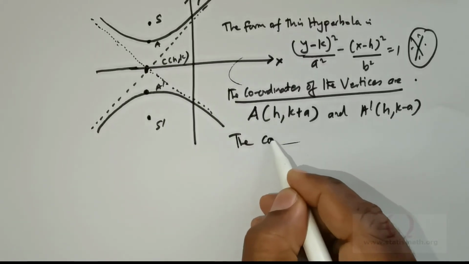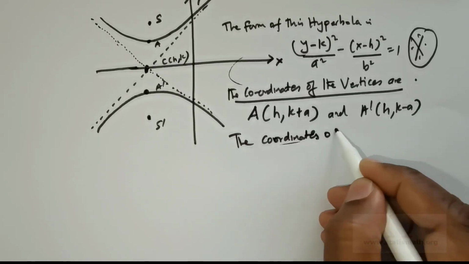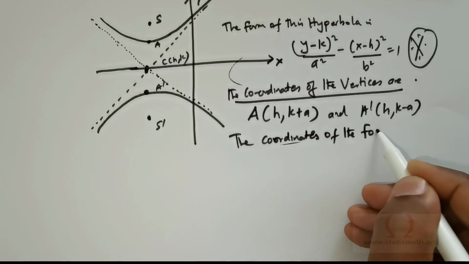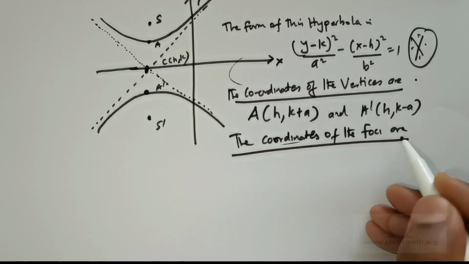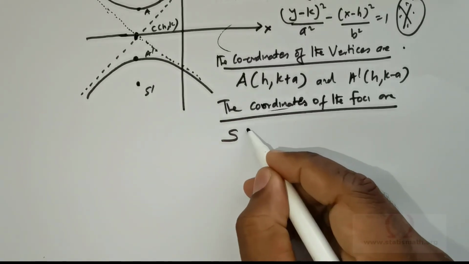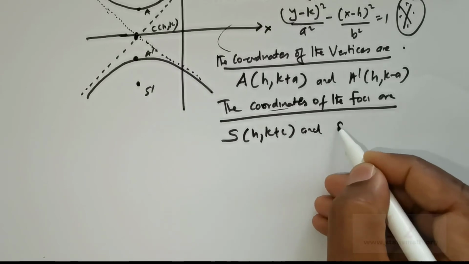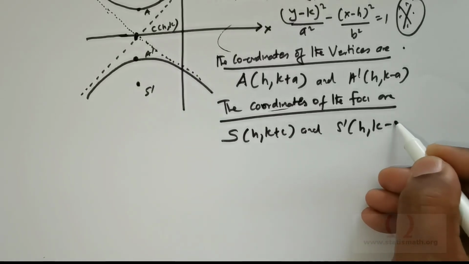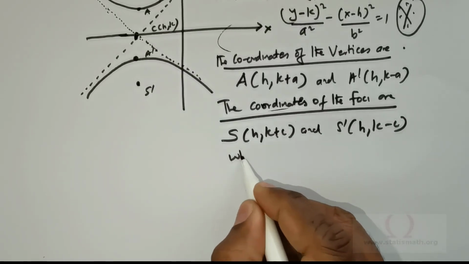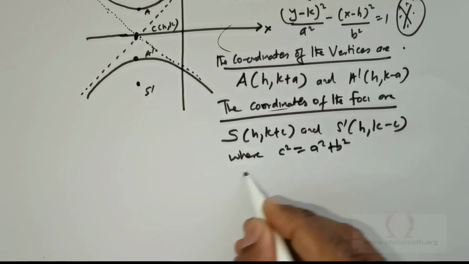The coordinates of the foci are, we need to get the coordinates of the foci. So we have S is going to be (h, k + c), and S dash is going to be (h, k - c), where c^2 = a^2 + b^2.